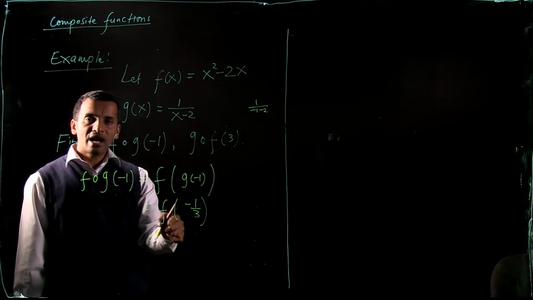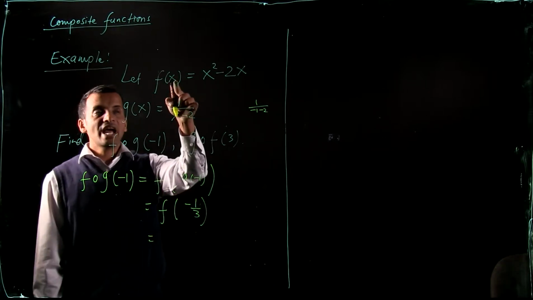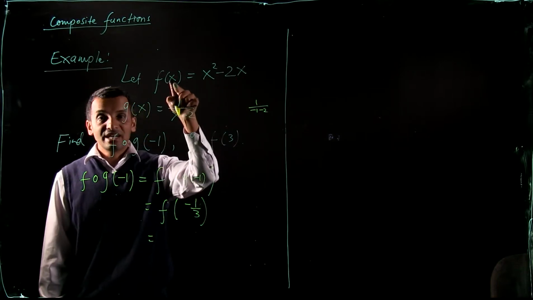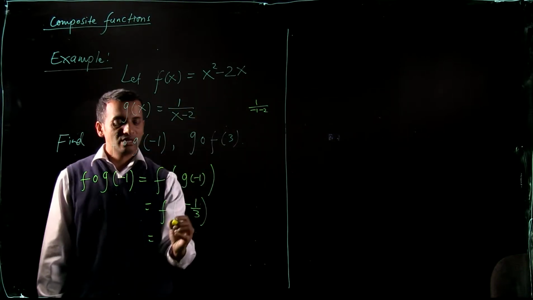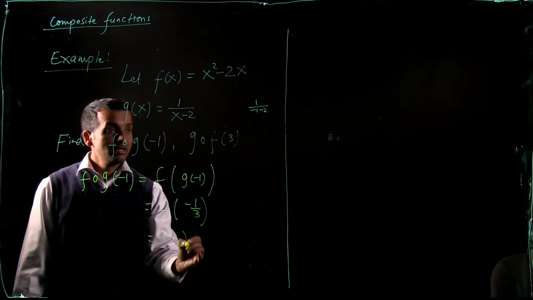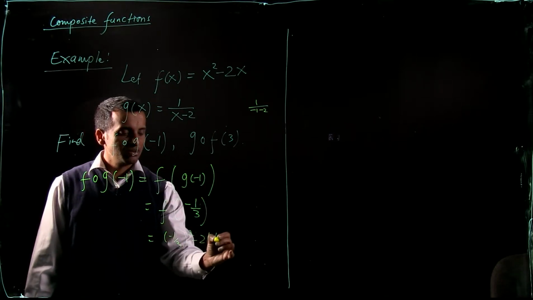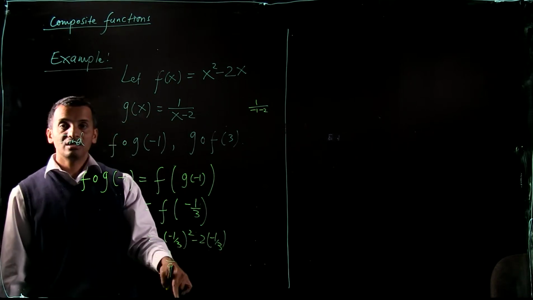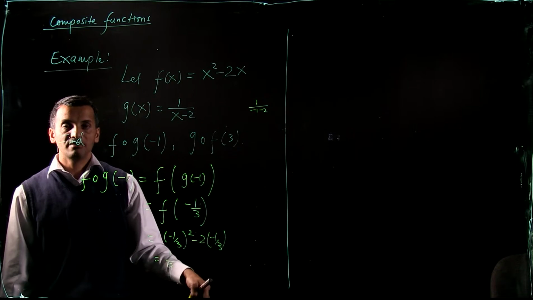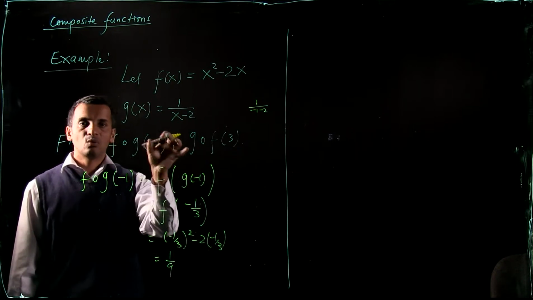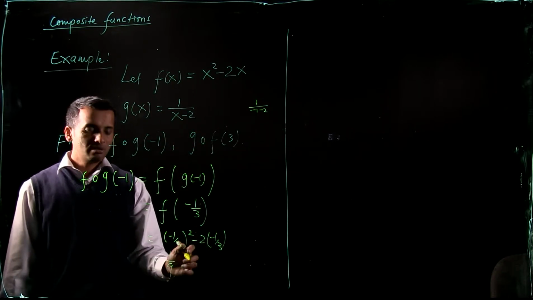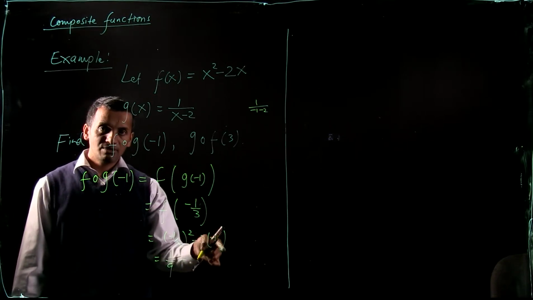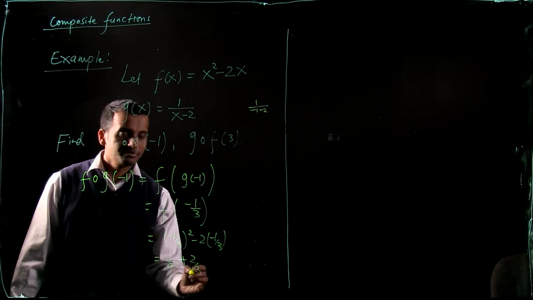Now, how do we find f at -1/3? f of x is x squared minus 2 times x, right? So you want to find f at -1/3. Replace x by -1/3. So you'll get -1/3 squared minus 2 times -1/3, right? How much is that? It is 1/9, -1/3 times -1/3. Double negative is positive, and 1 times 1 on the top, 3 times 3 on the bottom, that is 1/9. Minus, and then -2 times -1/3 will be positive 2/3, right?